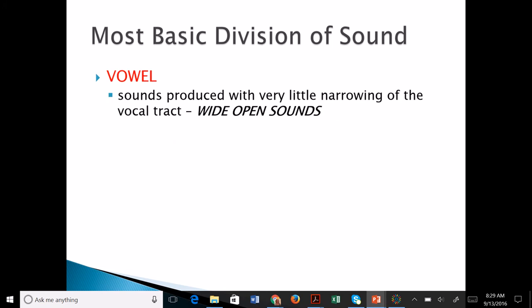So the most basic division of sound we find in every language is this distinction between the vowel and the consonant. And I've talked about vowels and consonants before, so here's a review for you. What are vowels? Well, they are sounds produced with a wide open vocal tract. So very little obstruction in the vocal tract. The sound just flows nicely out.